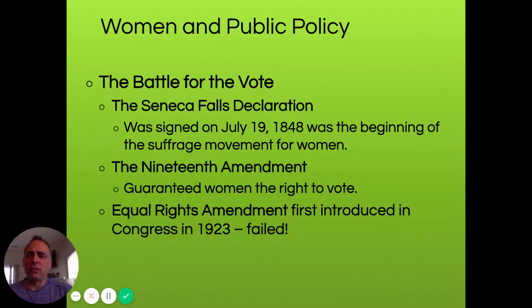The textbook goes over very quickly the history of women fighting for their rights. It has to mention Seneca Falls, this famous moment in U.S. history where women laid down what rights they wanted. It's considered to be the beginning of the suffrage movement for women getting the right to vote, which of course they were granted in 1920. With the 19th Amendment in 1920, we guaranteed women the right to vote.